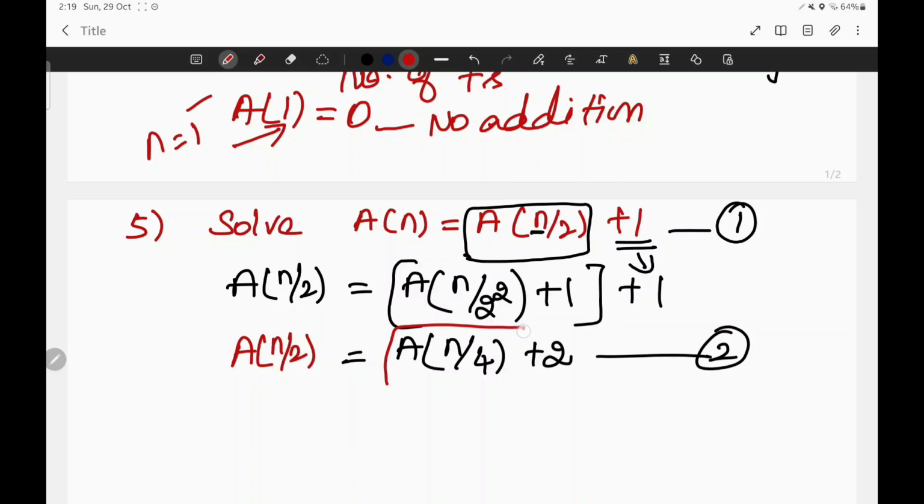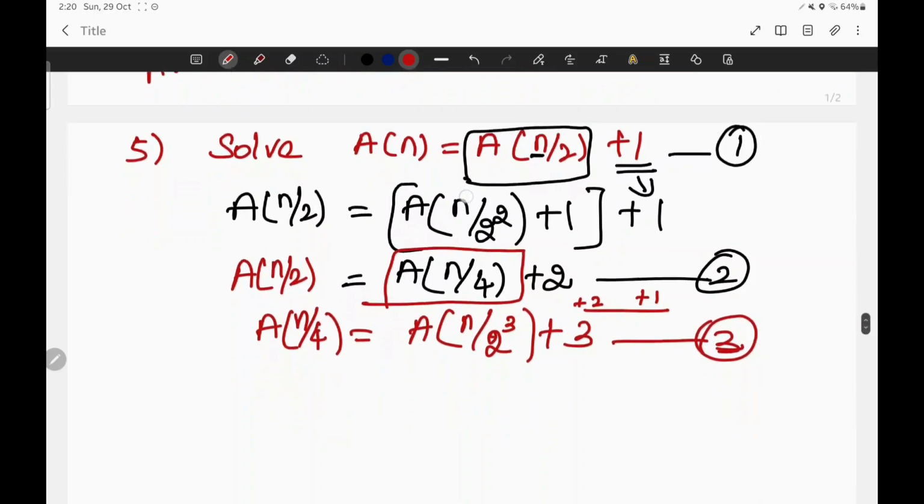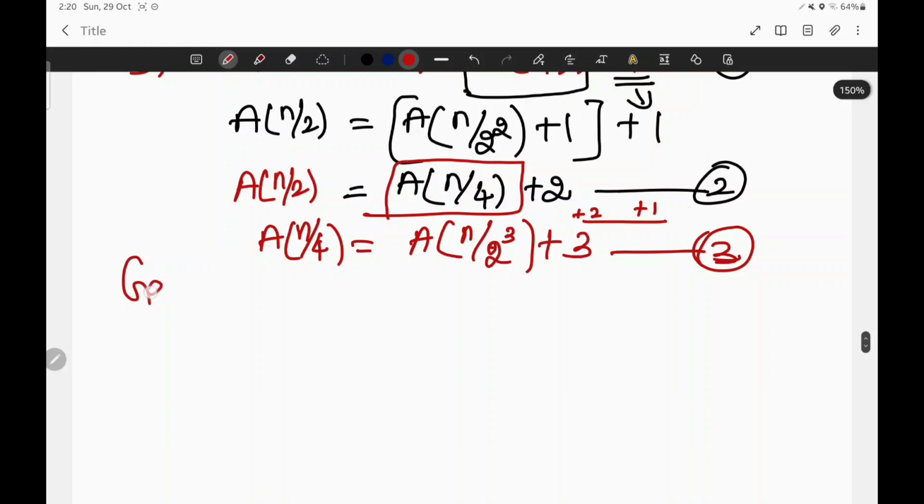Now we need to find A of n by 4. So what is the value after the substitution? A of n by 2 cube, or 8, plus 3. So how are we getting 3? Already 2 is there, and in the first equation we substitute the value so that we get 1. So 2 plus 1, 3. This is the third equation. If you get the next equation, definitely it will be A of n by 2 to the power 4 plus 4.